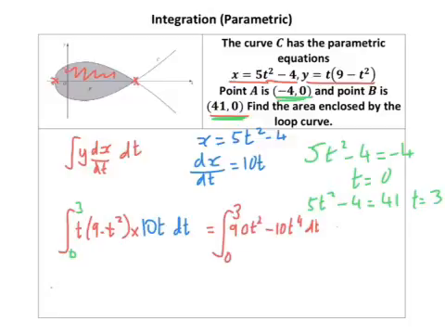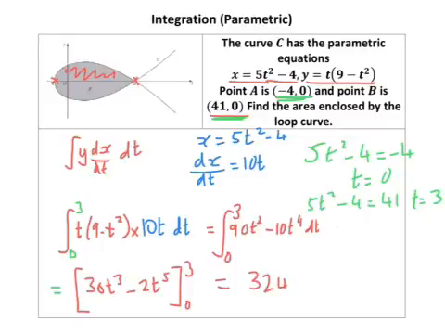That's going to give me, I'll now carry on in red, 30t cubed minus 2t to the 5, and with our limits 0 to 3, stick everything in there. When we stick 0 in we get 0, so we're just literally sticking 3 in there. We get 324, which is half of it, so the total area is going to be 648.